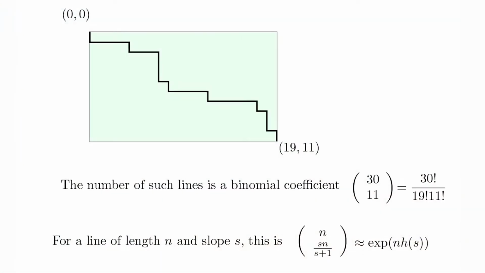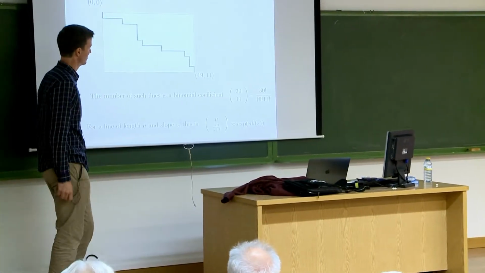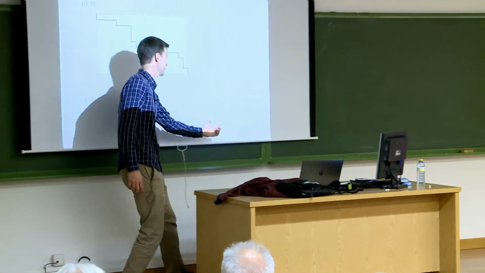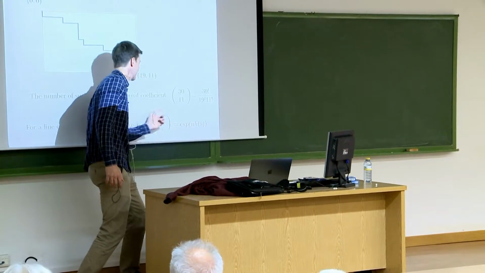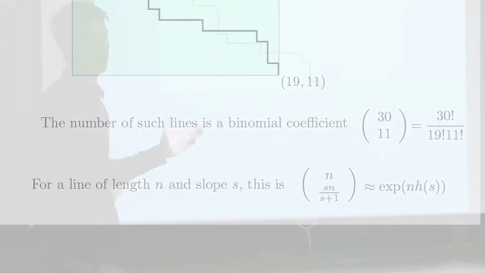And when n is large, you can approximate the binomial coefficient. The top of the binomial coefficient is n, and the bottom is n times the slope, s over s plus 1, where s is the slope in this case. But here's the point: this thing has an exponential growth rate as n gets large. If you fix the slope and let n be large, it's roughly exponent of n times some function of s, and that function is the entropy function.